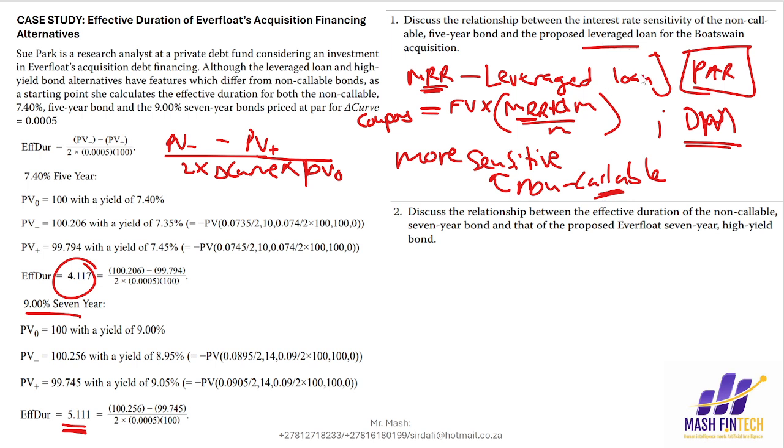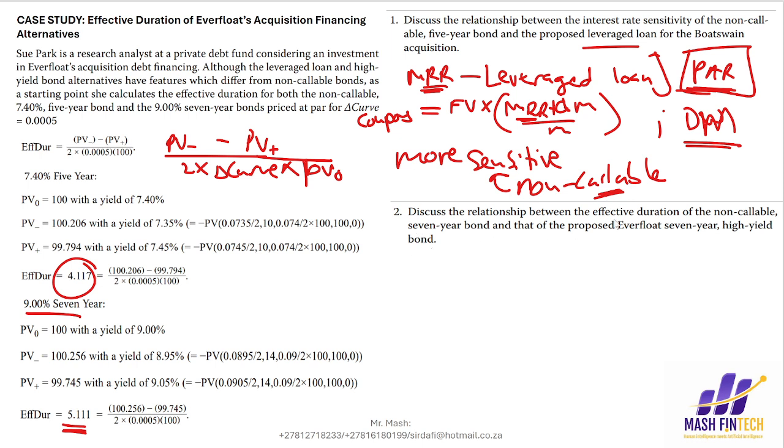The value of the leveraged loan does not really change much. It can be repaid at any time, and it trades close to par. The price is always around par as there are adjustments to the market reference rate. But the non-callable bonds are going to be more sensitive to changes in interest rates than the leveraged loans. All right, let's look at the second question.